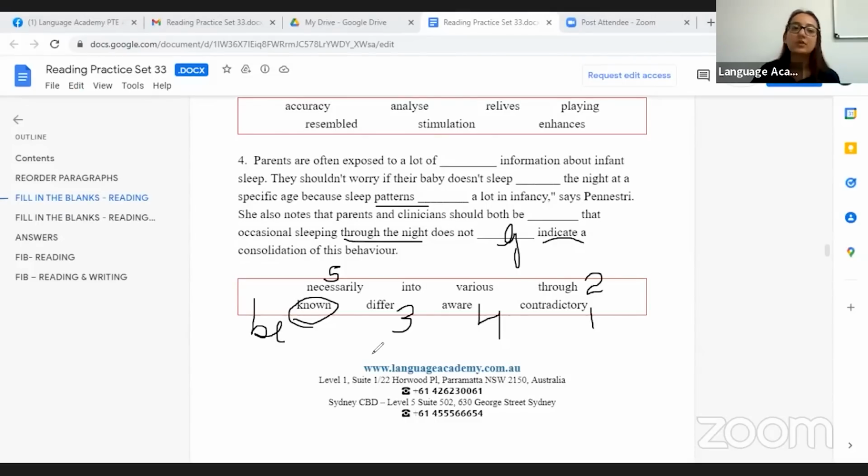So here they have said through the night because they wanted to say, in the last sentence, occasional sleeping through the night, that he sleeps some parts of the night, that is why it is through the night. They wanted to highlight it as a process rather than a period of time. So that's why it is through here.